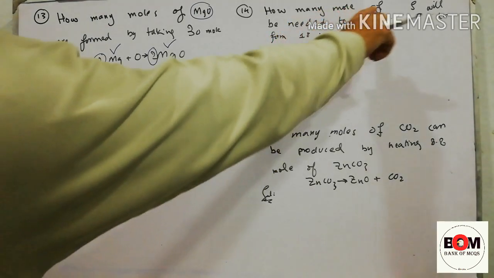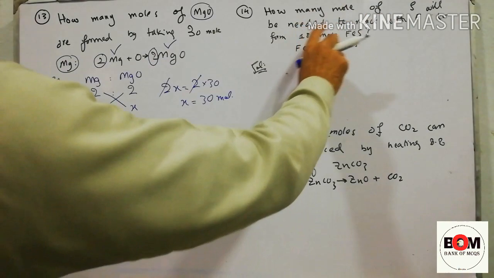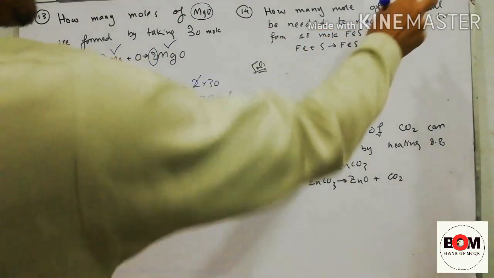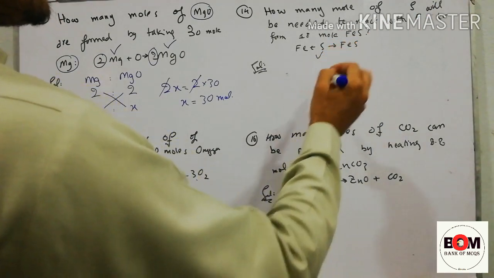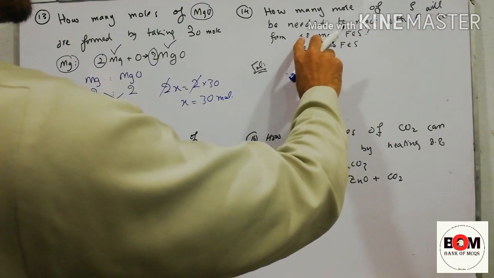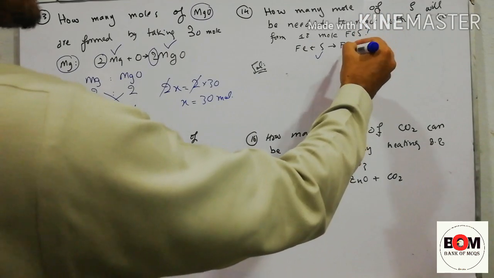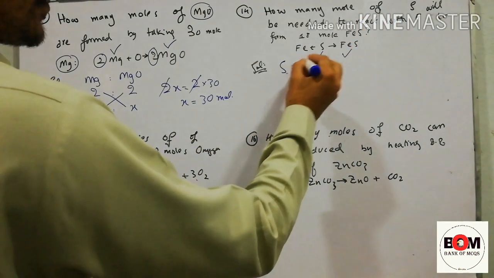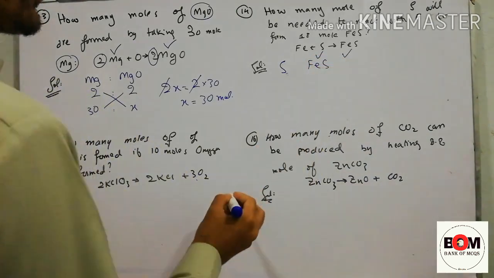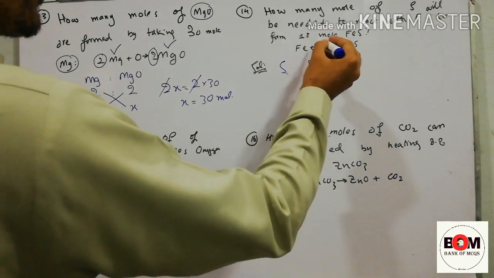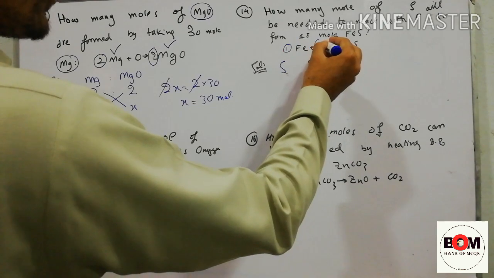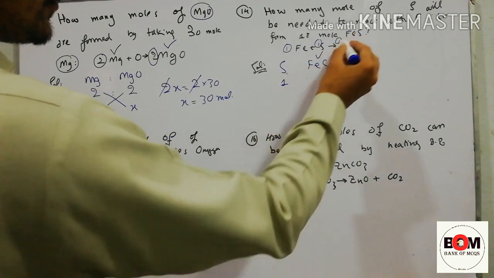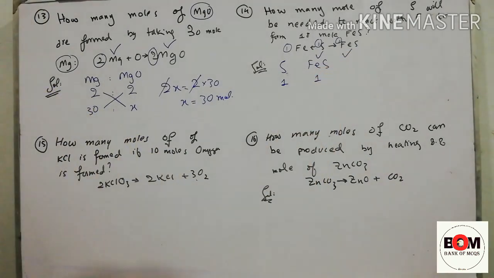MCQ is 14. How many moles of sulfur is needed to react with Fe to form 10 mole FeS? They have asked for sulfur, and they have given 10 mole FeS, so we will select sulfur and FeS. So the ratio is sulfur versus FeS. According to the equation, 1 mole Fe reacts with 1 mole S to form 1 mole FeS. So sulfur is 1 mole according to the equation and it forms 1 mole FeS.